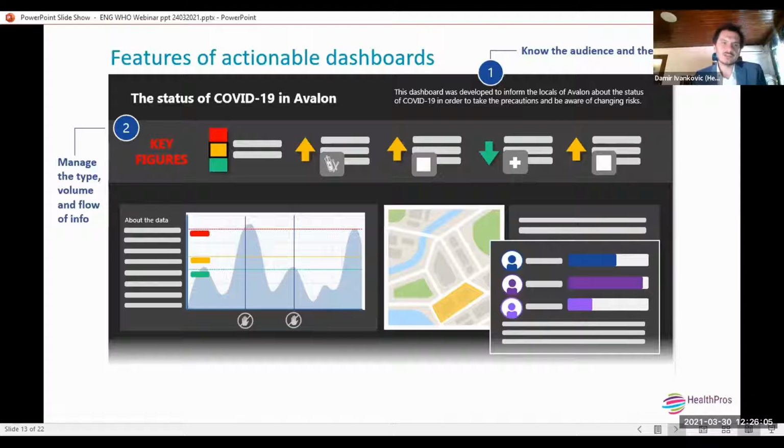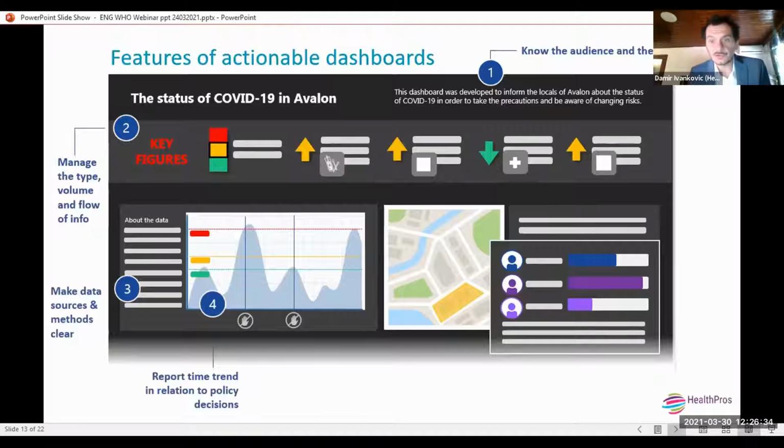The second feature was managing the type, volume, and flow of information. Again, this was quite clear that too few indicators or too many indicators was probably not ideal, and also how the data flowed through the dashboard, and whether a variety of types of information were used, so not only the epidemiological one. The next feature was making data sources and methods clear.